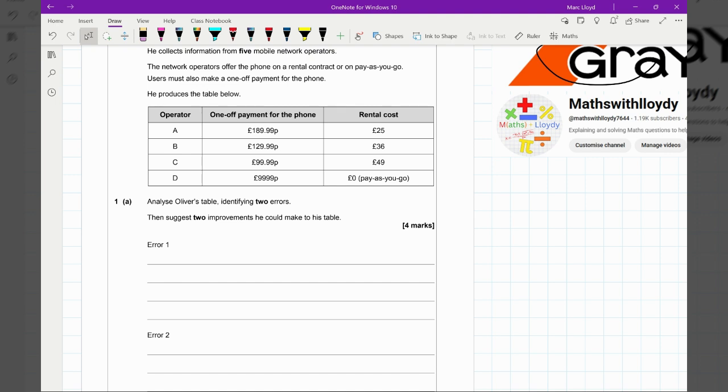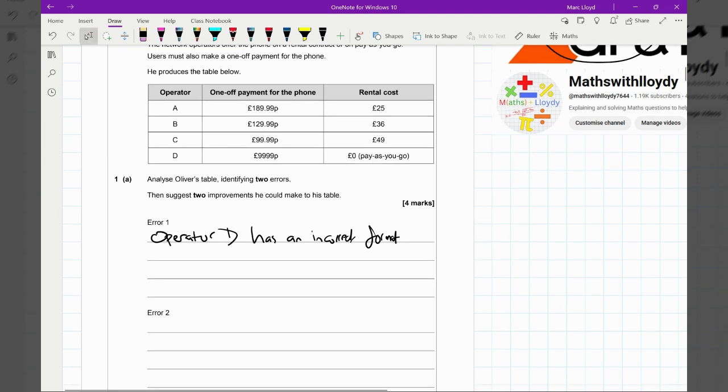So the first thing I would suggest is misleading is operator D. So operator D has an incorrect format. The currency notation should only use the pound sign.